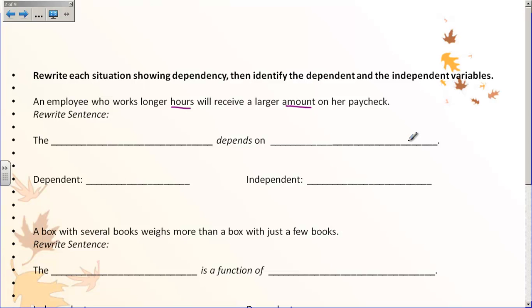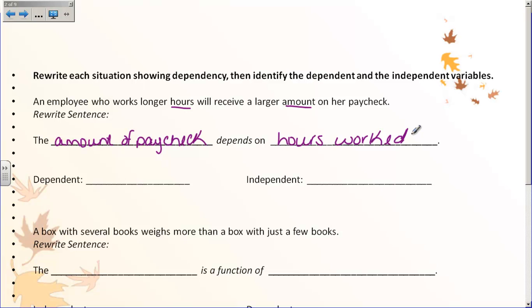So what I want you to think about is, if I were going to put it in a sentence, would I say the hours depend on the paycheck, or does the paycheck depend on the hours? Think about that for just a second before we fill it in. And what you want to be able to say is that the amount of your paycheck, for most people, depends on the number of hours worked. Now, if you don't get paid by the hour, this is not true. For instance, I don't get paid by the hour, so this is not true for me. But if you get paid by the hour, this is a true statement. The amount on your paycheck depends on how many hours you work.